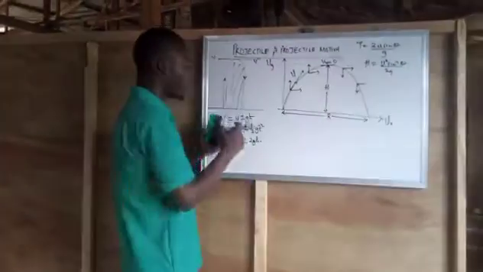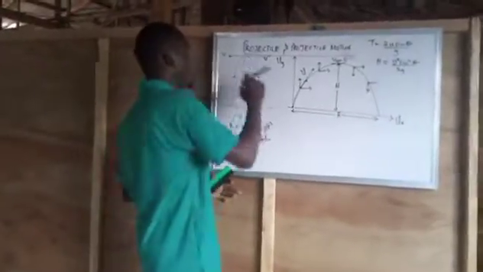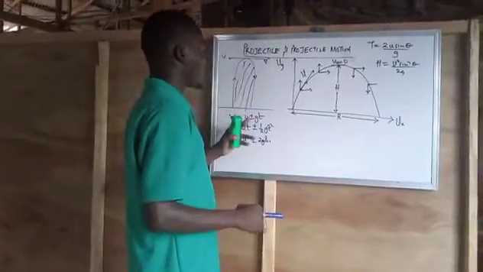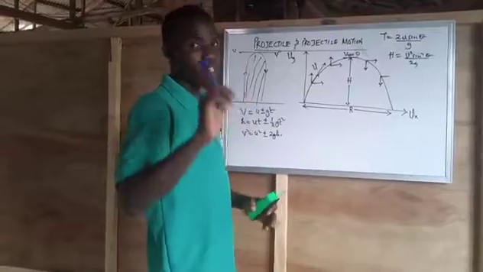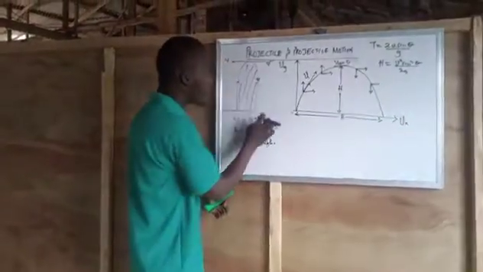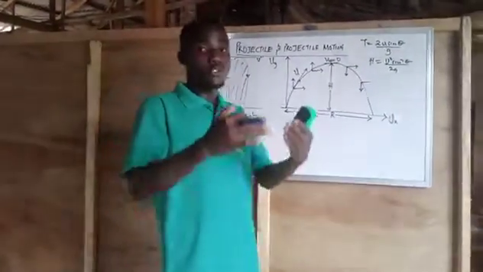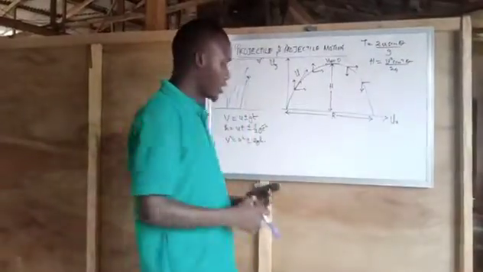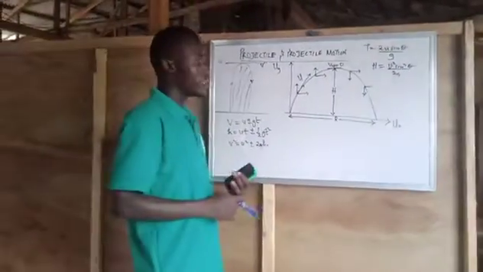Why are we using this plus or minus sign? When the body is going up, it's going against the force of gravity. Hence, the acceleration due to gravity becomes negative. When the body is coming down, it is moving in the direction of the force of gravity. Then it becomes positive g.